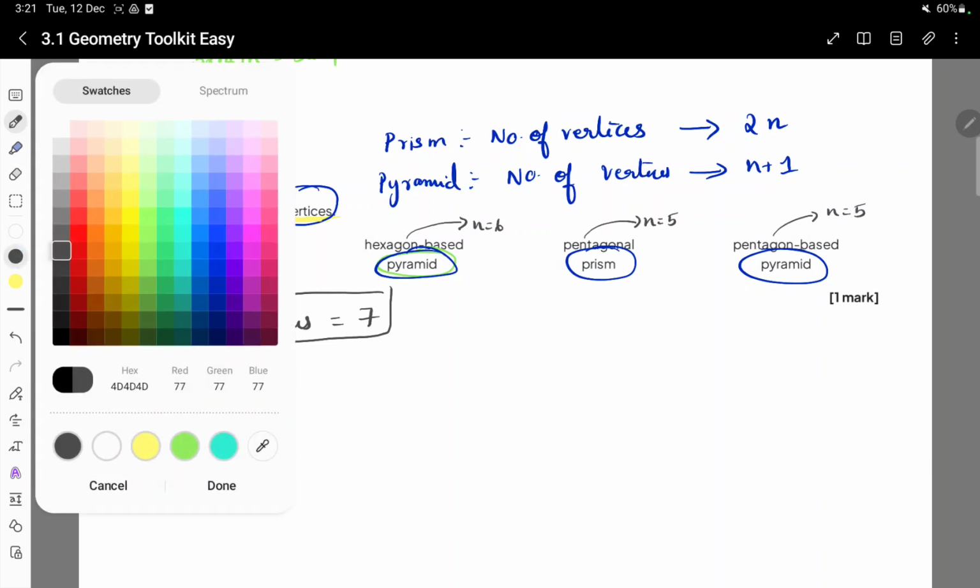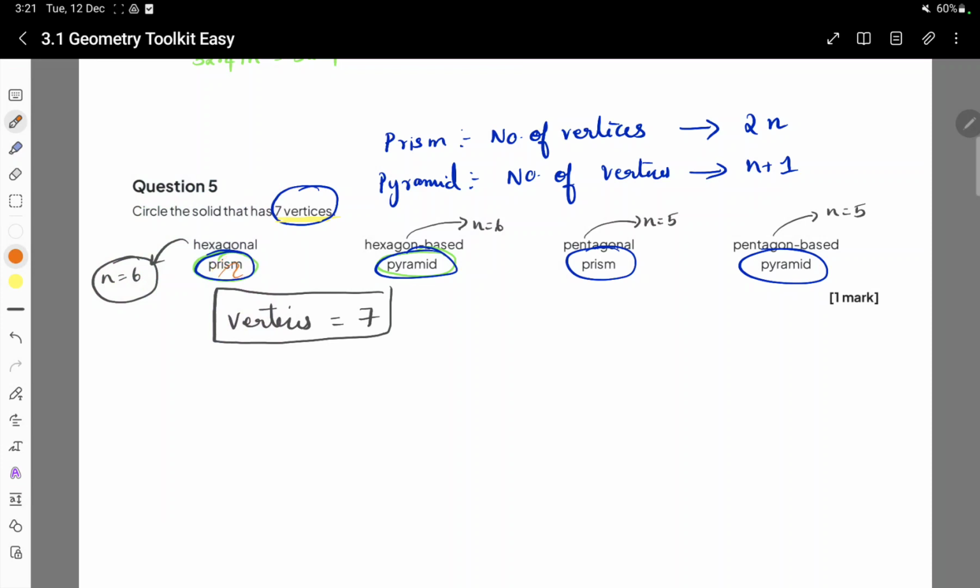Now if we start from this, n is equal to 6 and this is a prism. In a prism, the number of vertices is 2 into 6, so it will be 12. And here n is equal to 6, a pyramid. For a pyramid we just add 1, so 6 plus 1 is 7. For the pentagon 5 prism, it means 2 times the number of sides, 2 into 5, so it will be 10. And for the pentagon pyramid, which is n plus 1, 5 plus 1 is 6.